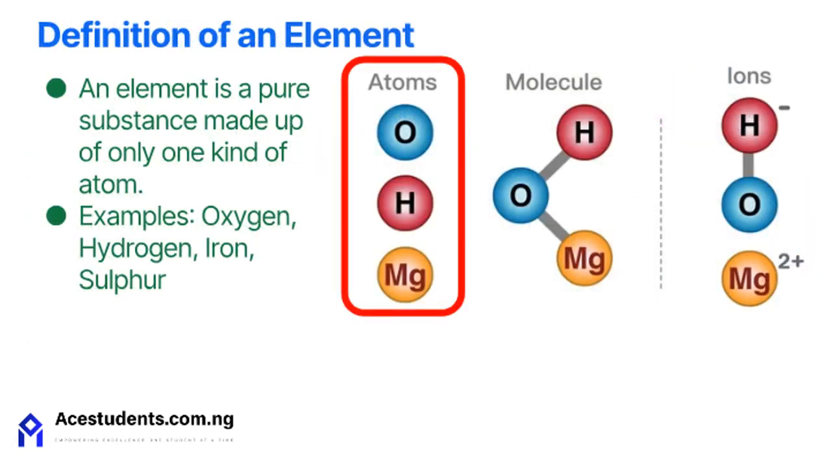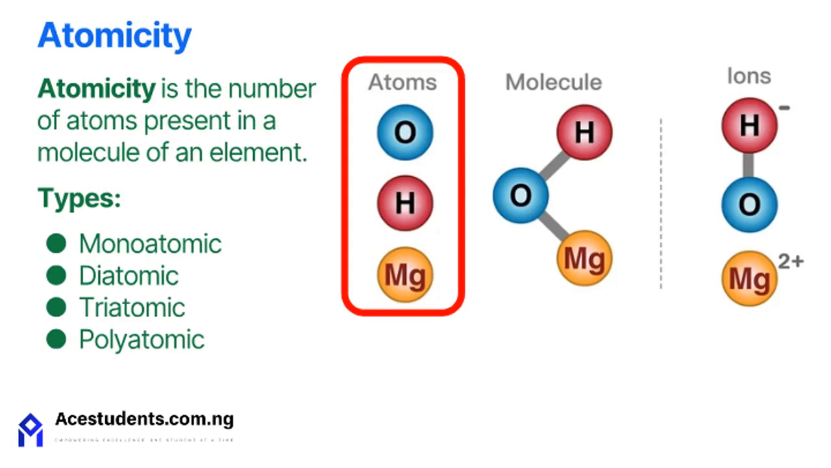An element is a pure substance consisting of only one kind of atom. Examples include oxygen, hydrogen, iron, and sulfur. Atomicity refers to the number of atoms in a molecule of an element. Elements can be monoatomic, diatomic, triatomic, or even polyatomic.